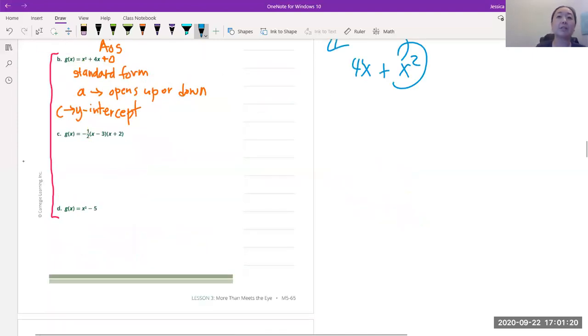All right, for this one, we've got these two parentheses going on. This is definitely factored form. And what does it easily tell us? Remember, it's the A. Again, we know the A, because that tells us the concavity, whether it opens up or opens down.